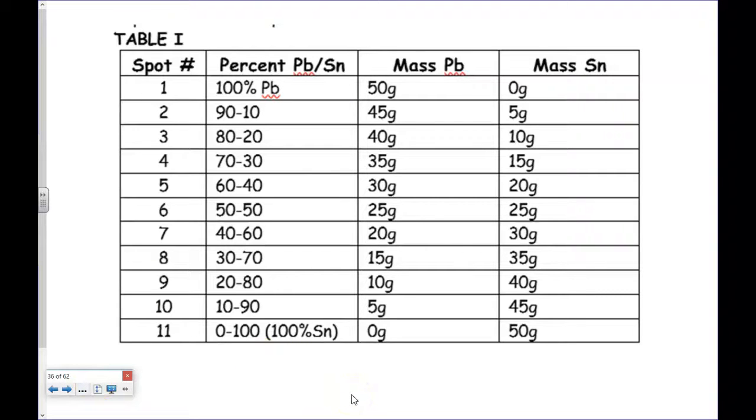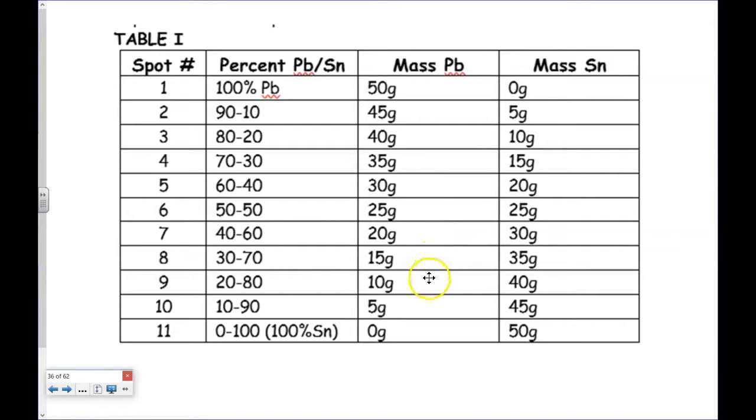Now, spot number 2, we're going to keep a lot of lead in it, but we're going to add a little bit of tin. So 45 grams of lead, 5 grams of tin. Spot number 3, a little bit more tin, we'll do 10 grams, and that means we're going to take down to 40 grams of lead. If you notice, all of these spots are going to be 50 grams total in mass. It's just a matter of how much of each is in there. Spot number 6 is 25 grams lead, 25 grams tin. Okay, half and half. There you go.